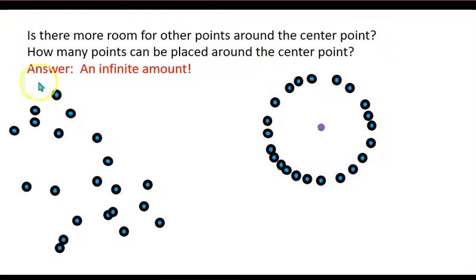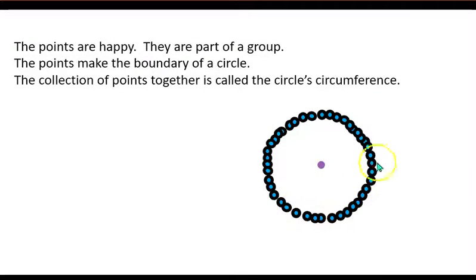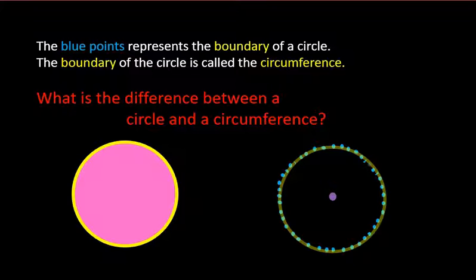So we're going to see that we can continue moving all these points, and we could even move some more. We could get closer and closer. Now these points are happy. They form a group. They're not all scattered out. They have meaning. They form a boundary for the circle. The blue points represent the boundary of the circle. The boundary of the circle is called the circumference.